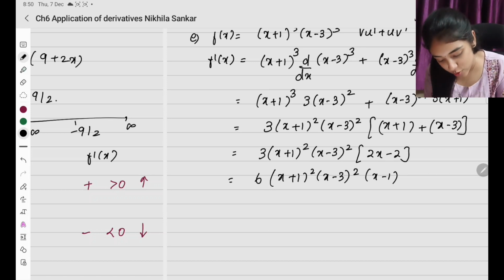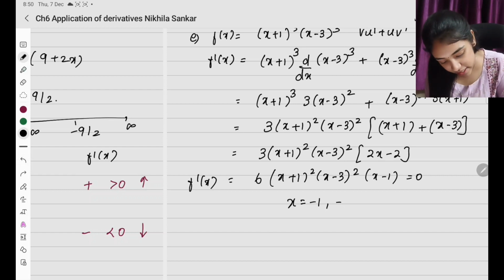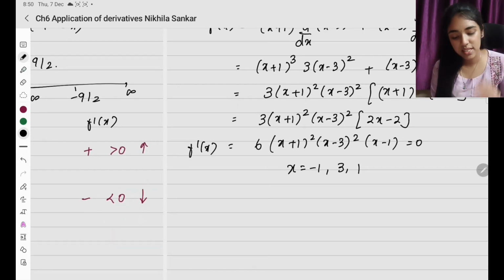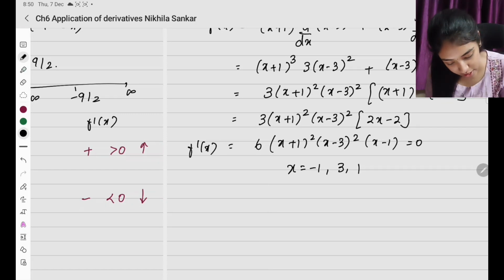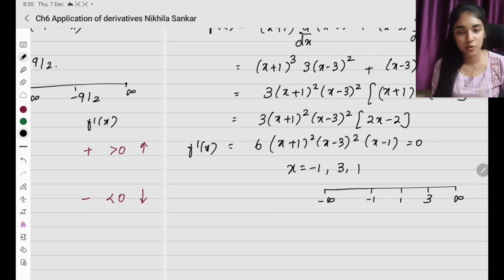So what are my values now? When I substitute f dash of x to 0, I'll have x to be minus 1, 3, and 1. So these are my values. Now I'm going to draw the number line. So my number line is going to be minus infinity to infinity. I'll have minus 1, 1, 3. So this is going to be the order.